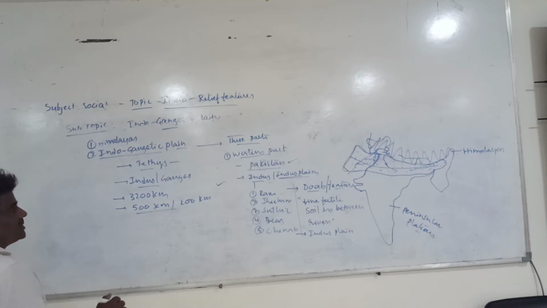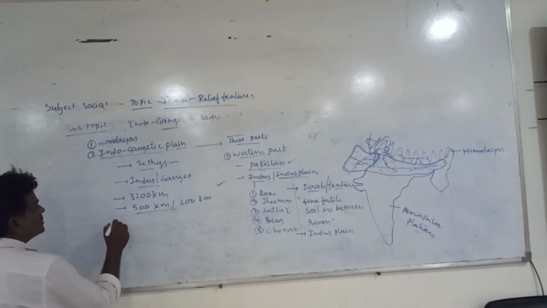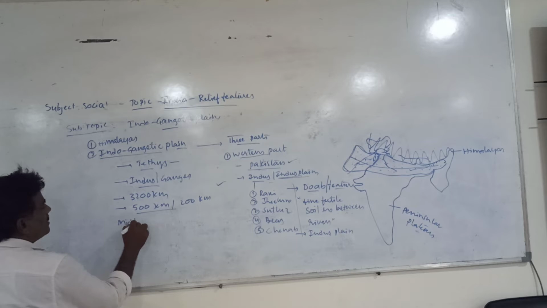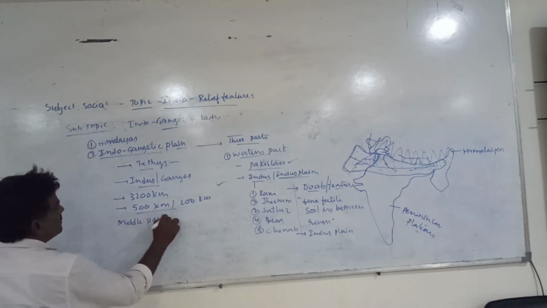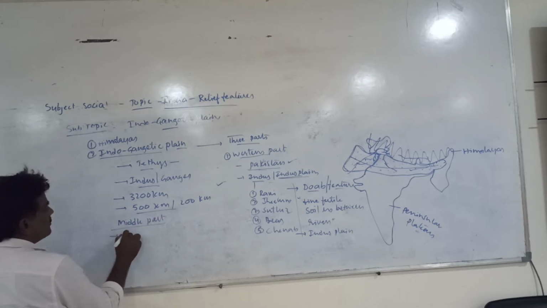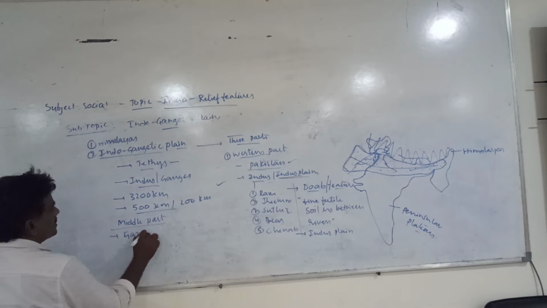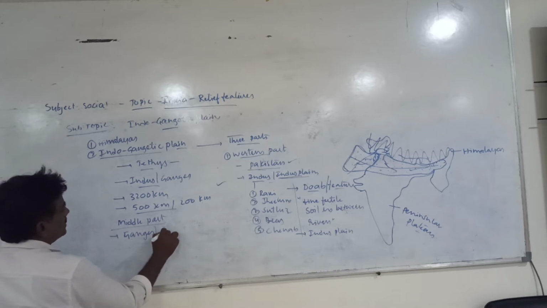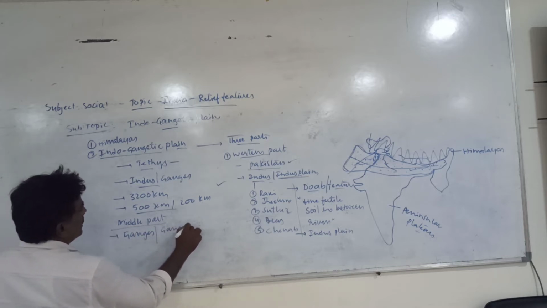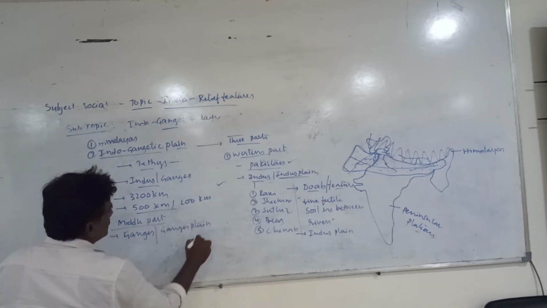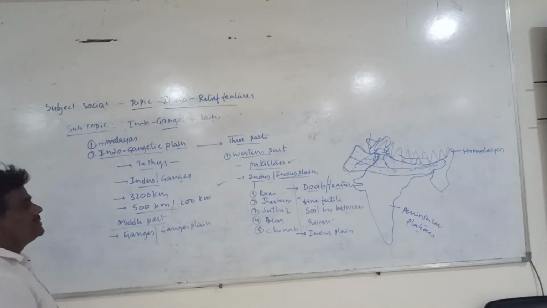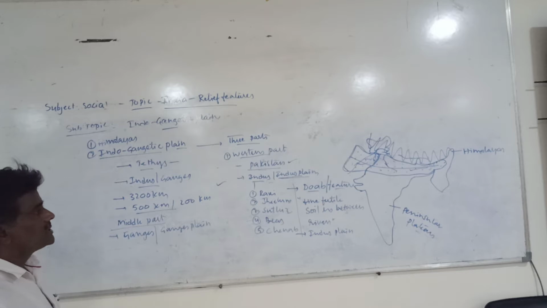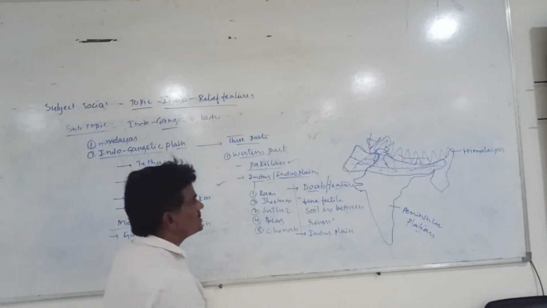So that is the first one. The second one is Middle Plains. Middle part, we say that middle part. This is mostly found by Ganges, nothing but Ganges Plains. We call as Ganges Plains. Ganga and its tributaries are responsible for the formation of Middle Plains.